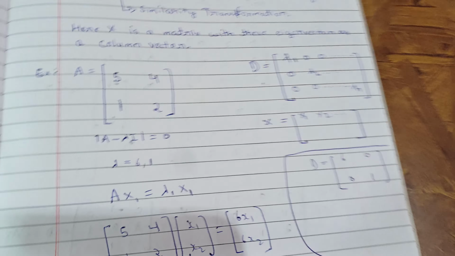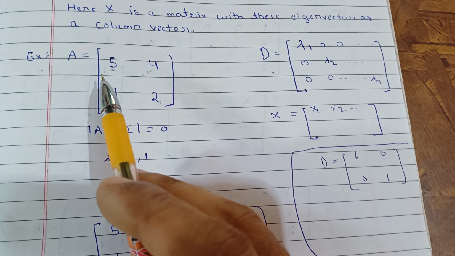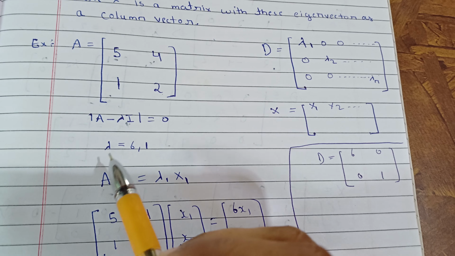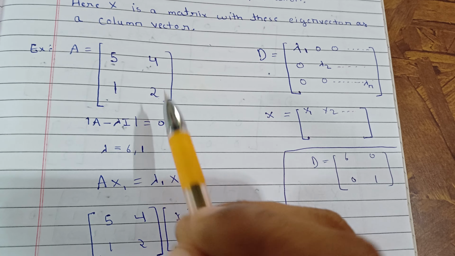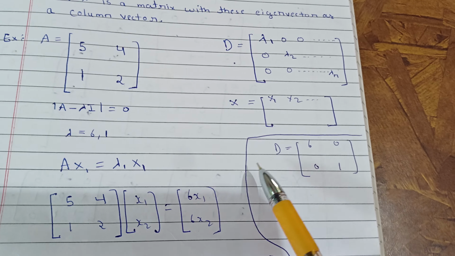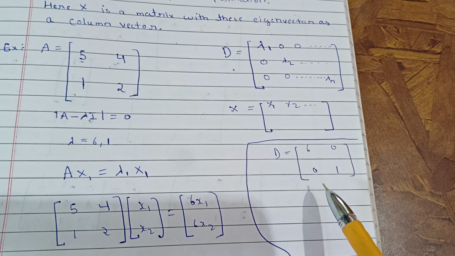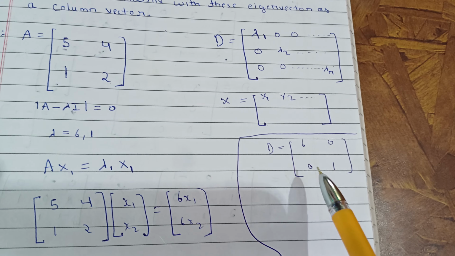Let's see an example so you can understand more. If the given matrix is 5, 4, 1, 2, calculate its eigenvalues. With the same operation, A minus lambda I, it gives 6 and 1. So what should be the diagonal matrix of this A? It should be D equal to 6, 0, 0, 1. Let's see if this operation gives us the same matrix or not.